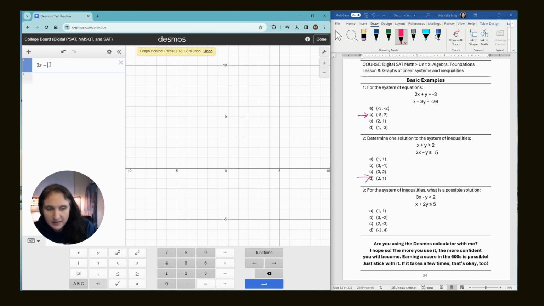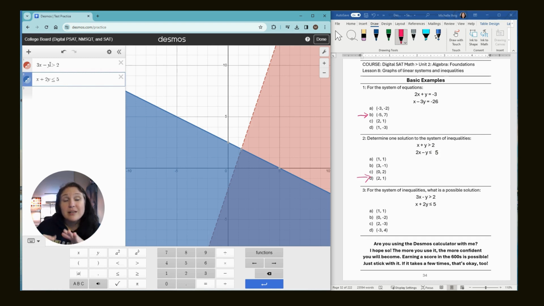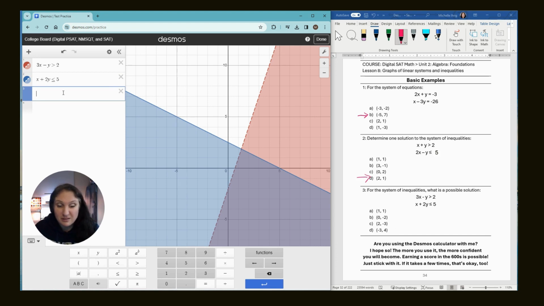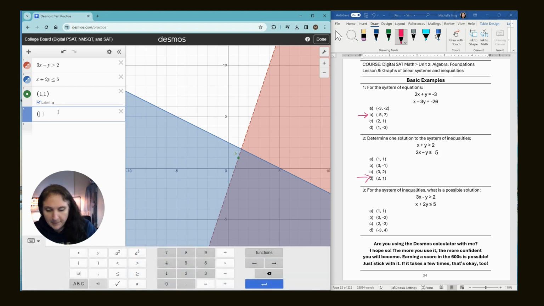I've got 3x minus y is greater than 2. I've got x plus 2y is less than or equal to 5. And now we know it does need to be in the shaded region and not on the dotted line. So it'll be in the reddy purpley region. So we're going to do the same trick, and I'm going to just type quickly and not talk so you can see how fast it really is. Well, now it's hard for me not to talk. All right, let's keep going.